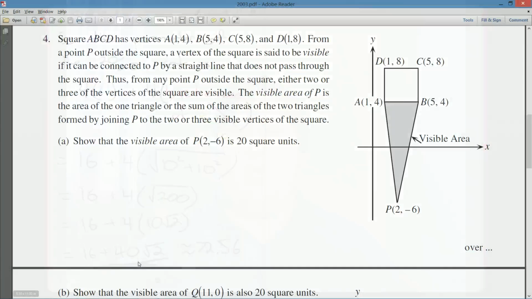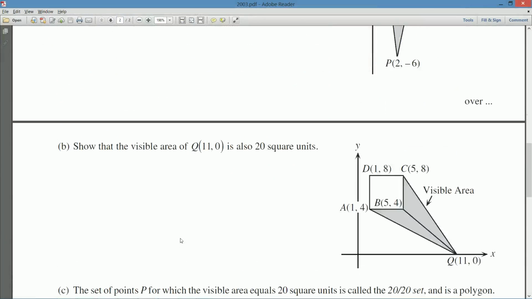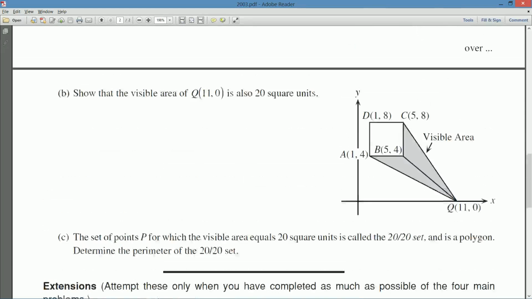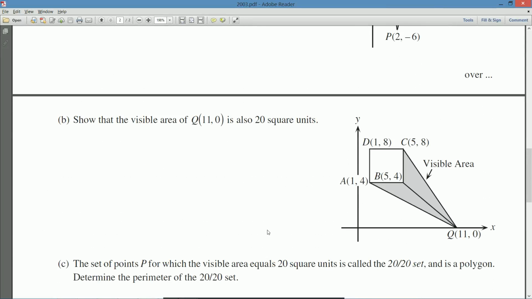So 16 plus 40 root 2, that's the perimeter of our 2020 set. I think that was a nice little question. And I believe the extension does sort of a 2020 set, but for a cube, which is quite interesting. But as I say, I'm not going to go through those unless there's a high enough demand.